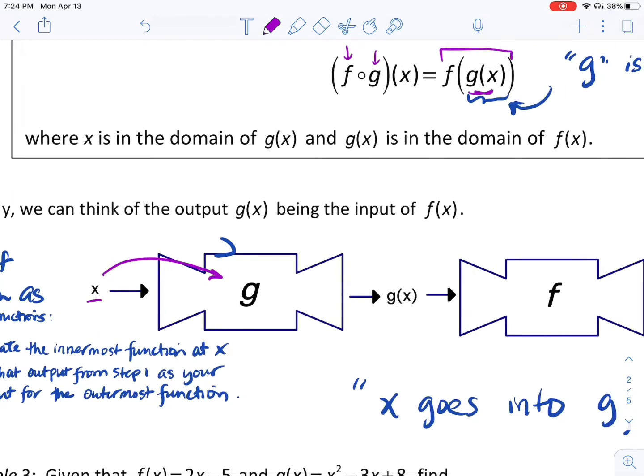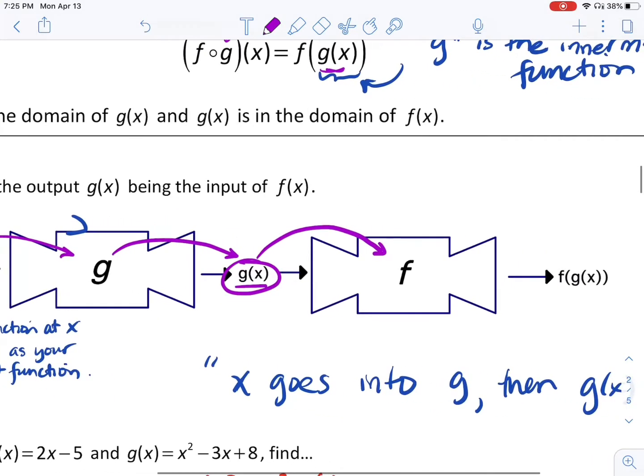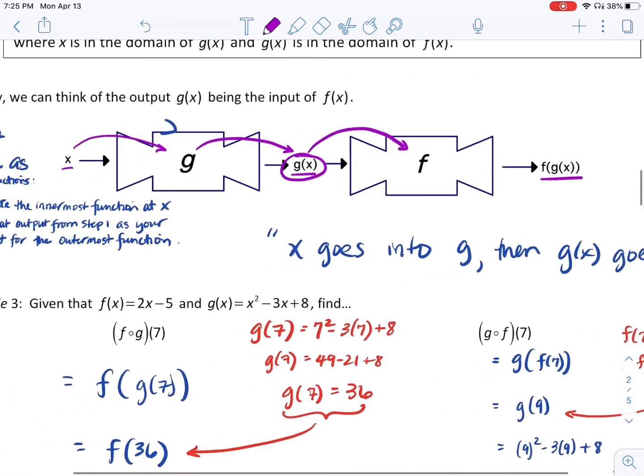G and f are just arbitrary names, by the way. I substitute it into the inside function and get some value out from that. And that value that I get from evaluating the first function, the innermost function at x, is then used to enter into f, the outermost function, and the output is f of g of x. That x goes into g, and then g of x goes into f.